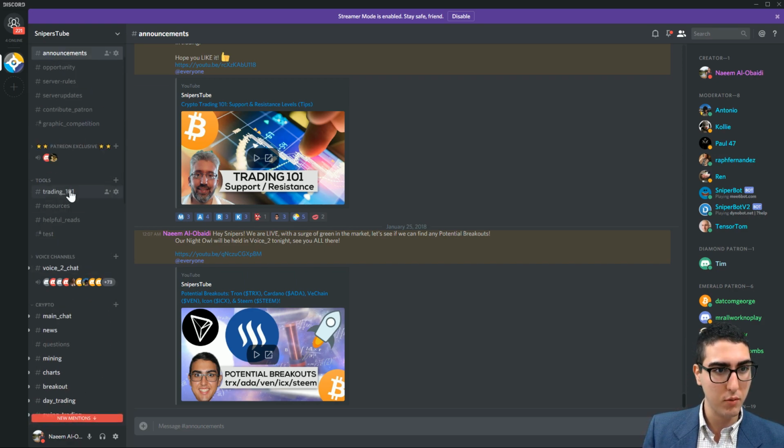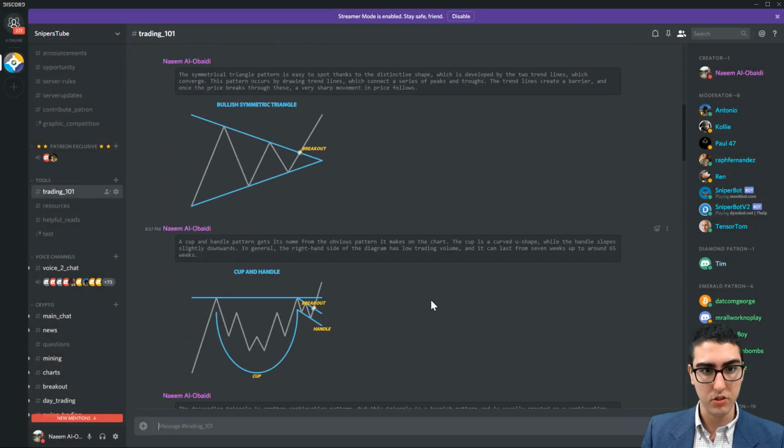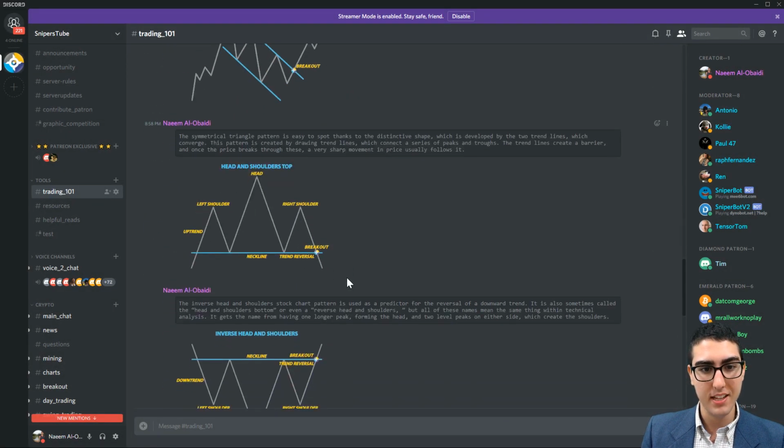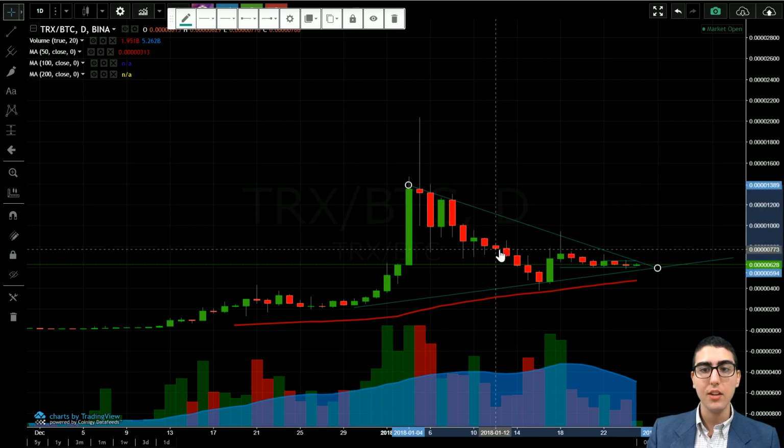If you go to our Trading 101 section, you can actually pull up the pennant here. I'm sorry, that was the descending triangle. Let me pull up the pennant. The pennant is in the bottom here where there's that descending resistance and that ascending support, which does indicate that potential breakout. So Tron is looking good so far.